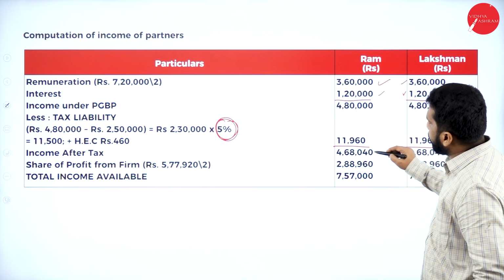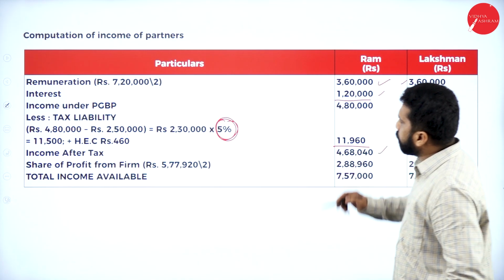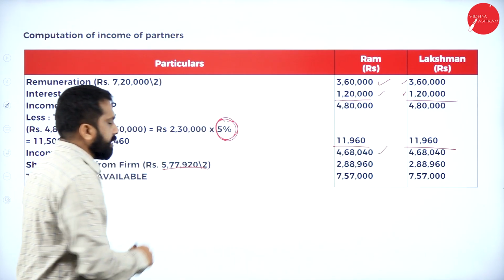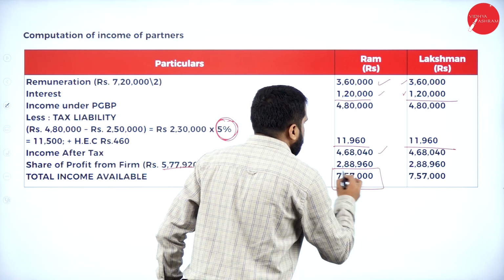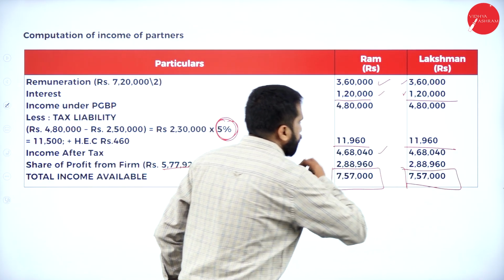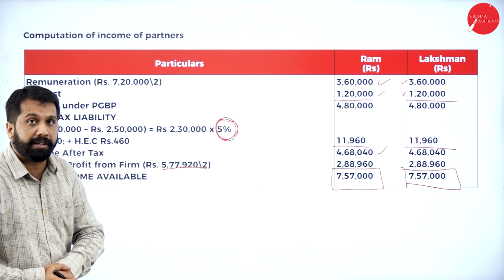4,80,000 minus 11,960, you got 4,68,000. So 4,68,000 plus your profit portion. 5,77,000, your previous one. Divide. Total amount is 5,57,000. Hope you are clear.